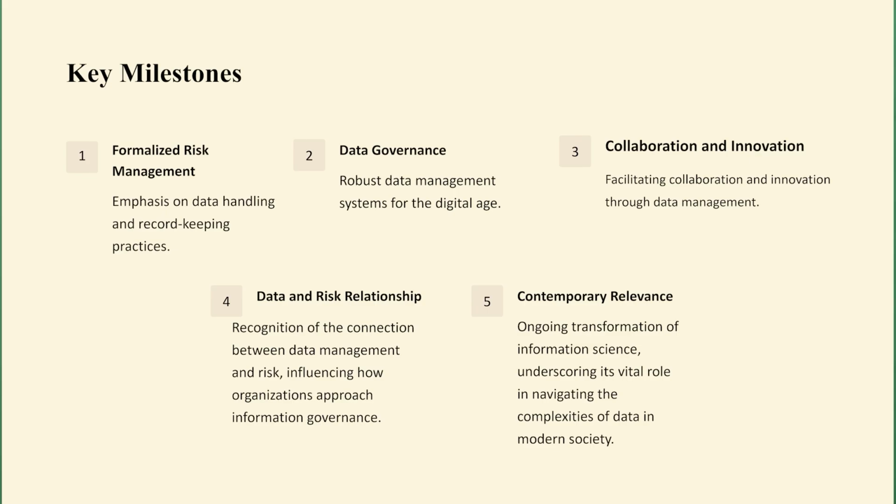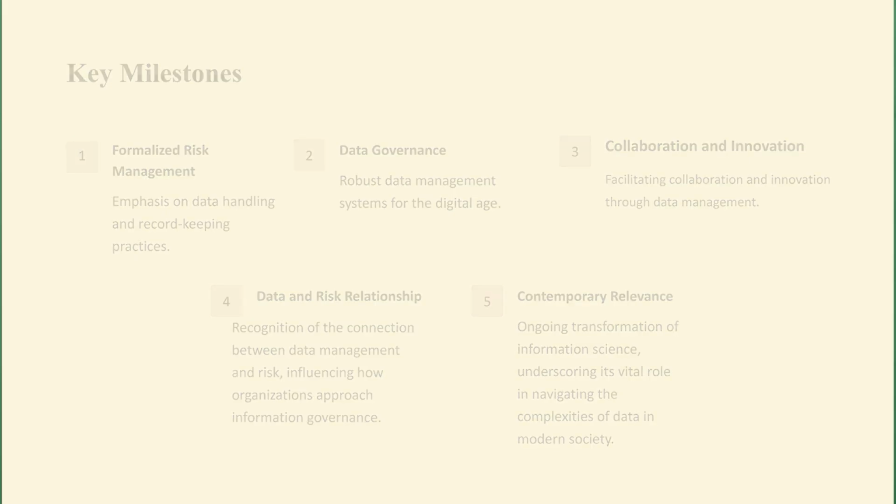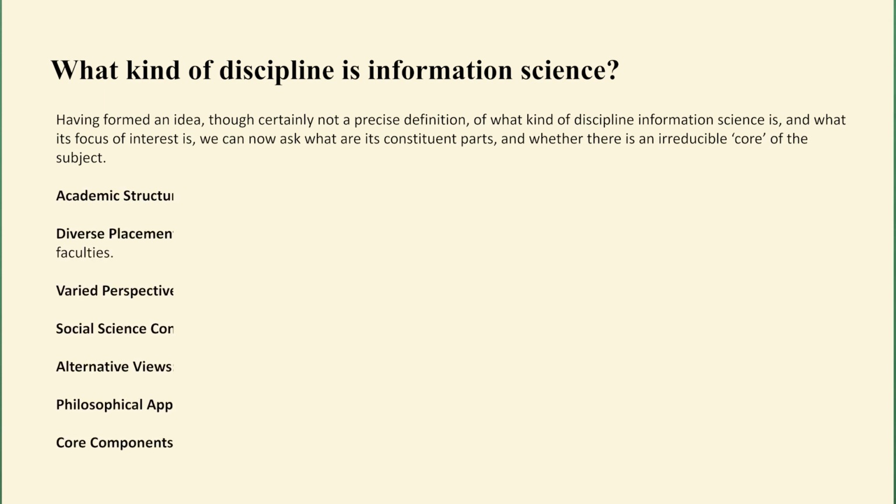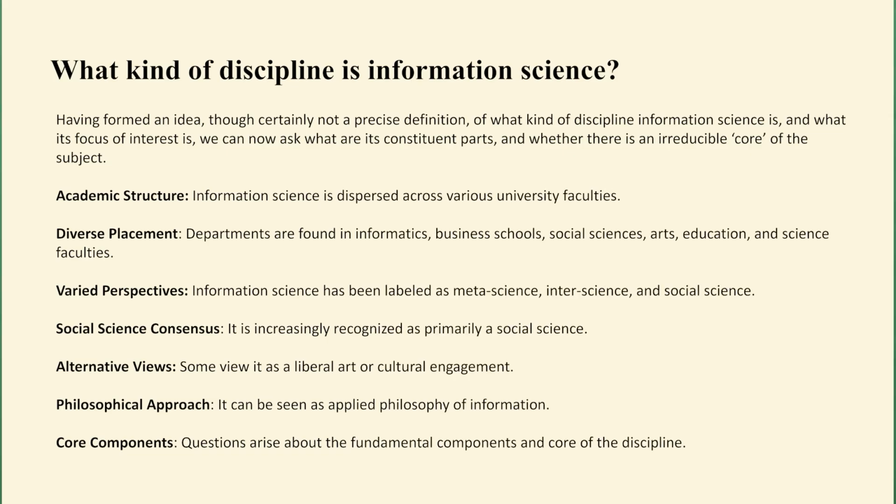So we can now go to the question: can information science be justified as a discipline? This is the most vital thing. What kind of discipline is information science? One way of assessing this is to see where the subject fits within the academic structure of universities.